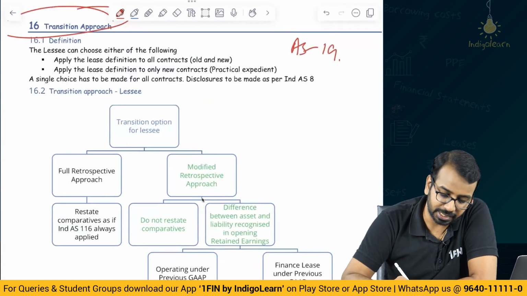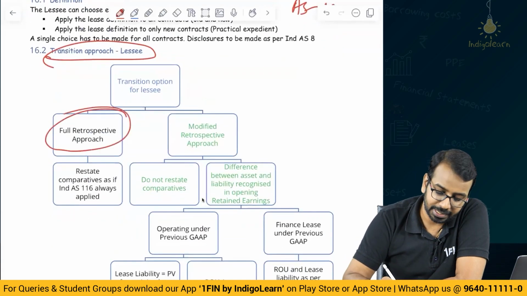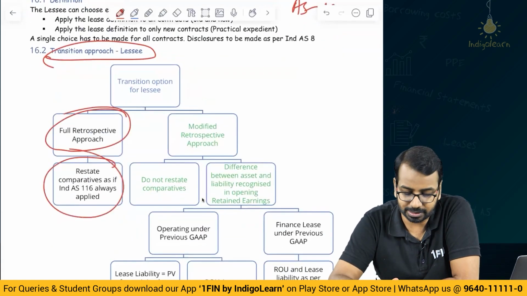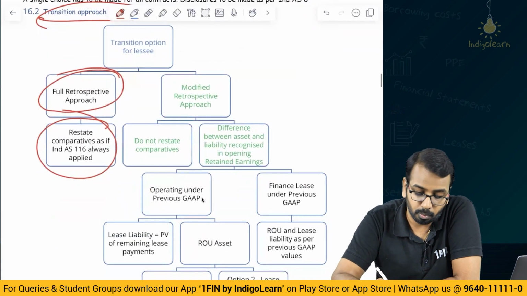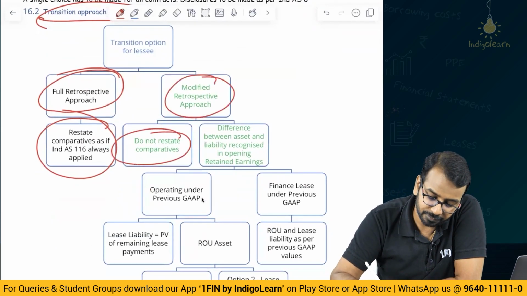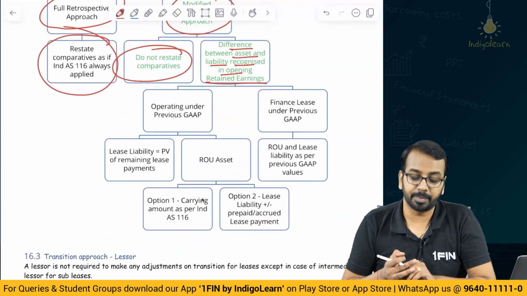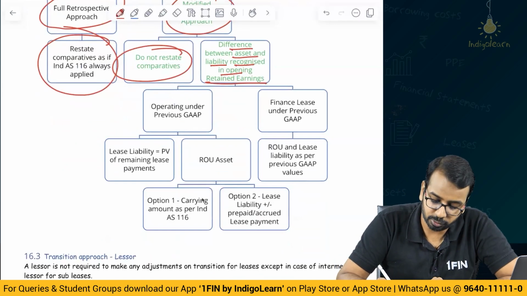Now when it comes to transition for lessee, one is the full retrospective approach, meaning to say restate everything as if IndAS 116 has always been applied. Modified retrospective approach means you will not restate the comparative. The difference between the asset and liability recognized will be adjusted in the opening retained earnings. Okay. Now there could be two scenarios. It could be operating under previous GAAP, or finance under previous GAAP.